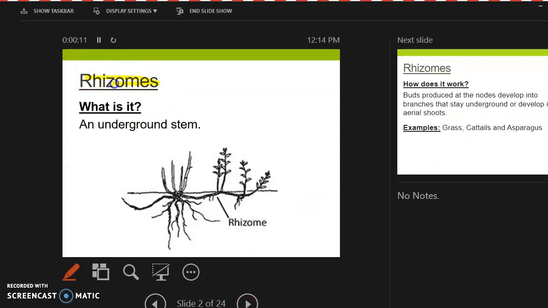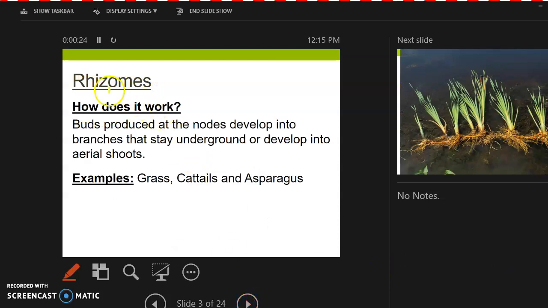So rhizome. So what is a rhizome? It's an underground stem. So the cool thing about rhizomes is this is your plant on top. Okay, so the rhizome is this, okay? So it's an underground stem basically. So how does it work? Bulbs are produced at the nodes to develop branches that stay underground, okay? So if you can look, and I'll show you on the next picture what a rhizome actually looks like. So some examples are grass, cattails, and asparagus.